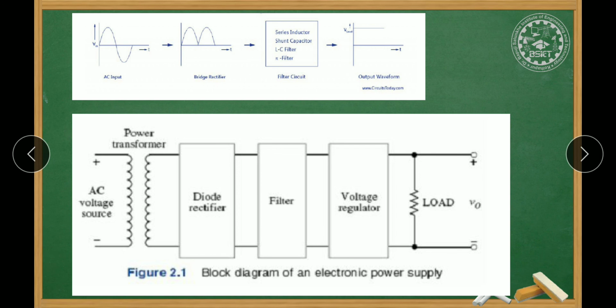So see here, we have an AC voltage source, that means mains supply 230 volts 50 hertz. It is applied to the primary of the transformer. The secondary of the transformer is step down, so it reduces its level.